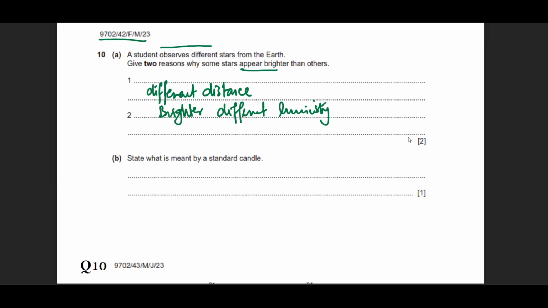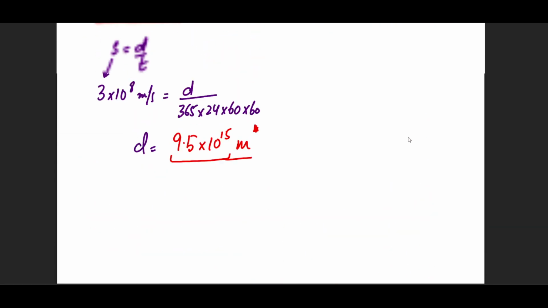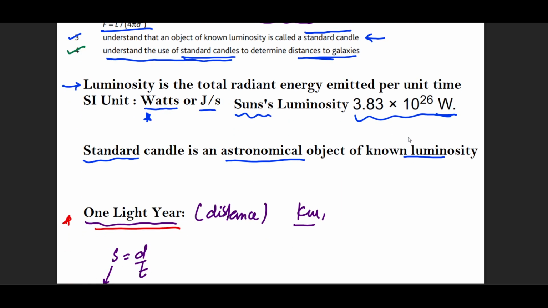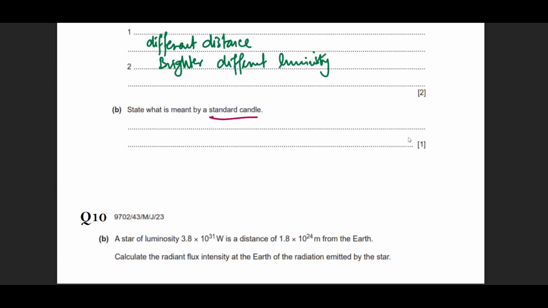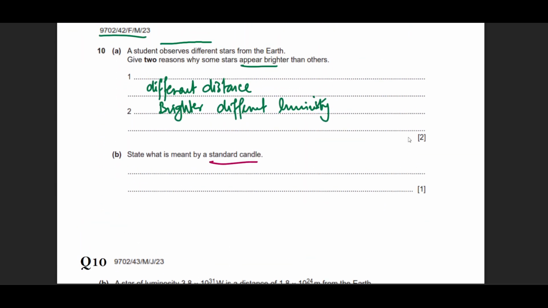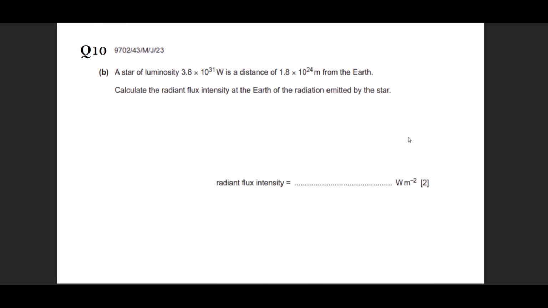Then it says, state what is meant by standard candle. As I've explained earlier, a standard candle is an astronomical object of known luminosity, which we can use to compare the luminosity of other objects around it. Okay, you can also memorize the definition from this question. Then we move on to the next part. Luminosity is given. The distance is given. It wants you to find the radiant flux density.